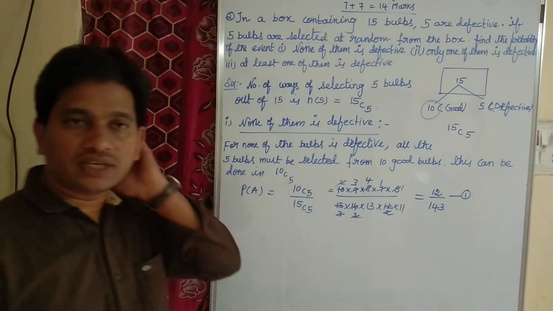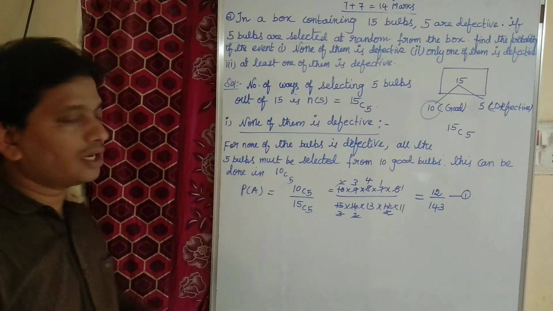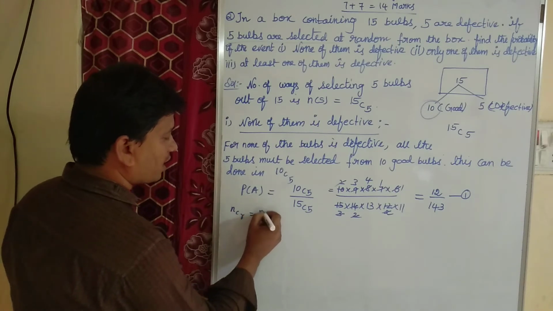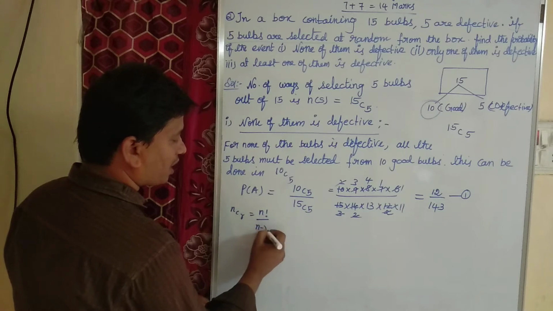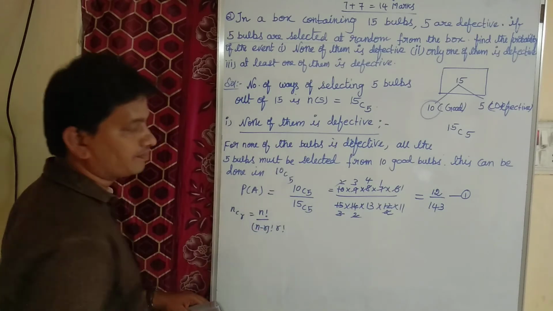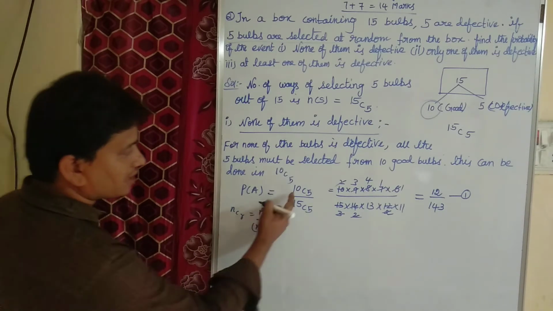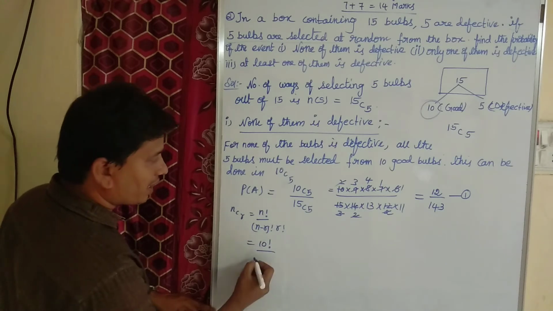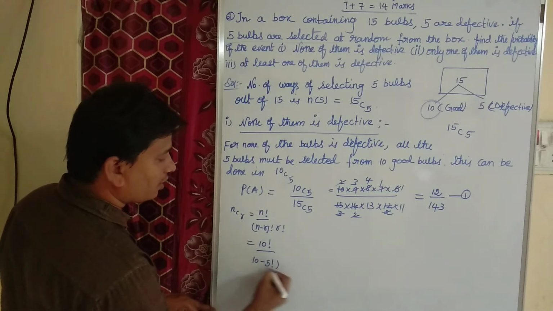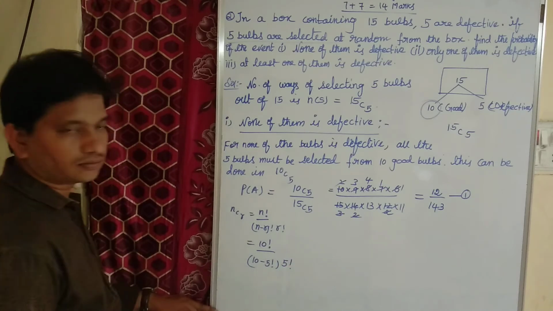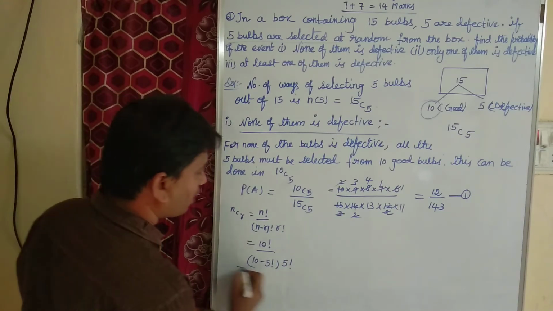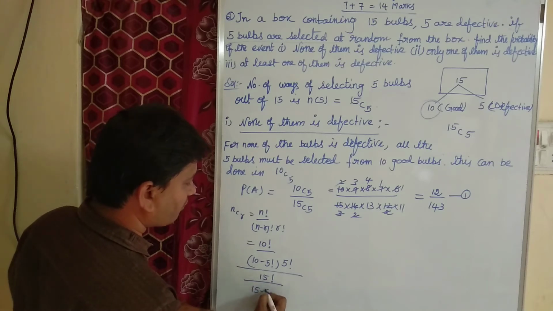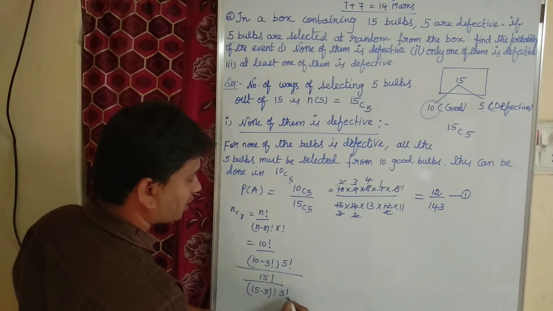10C5 by 15C5. The nCr formula is n factorial by n minus r factorial into r factorial, right? How can I write 10C5? 10 factorial by 10 minus 5 factorial into 5 factorial, divided by 15C5, which I can write as 15 factorial by 15 minus 5 factorial into 5 factorial.